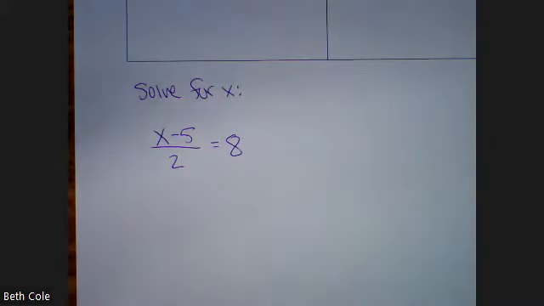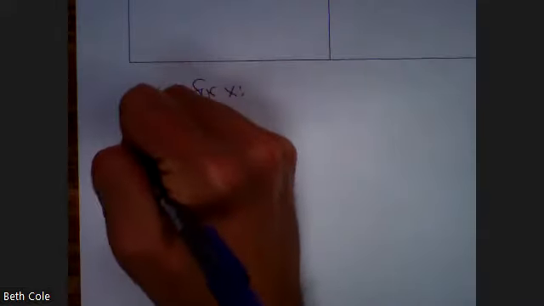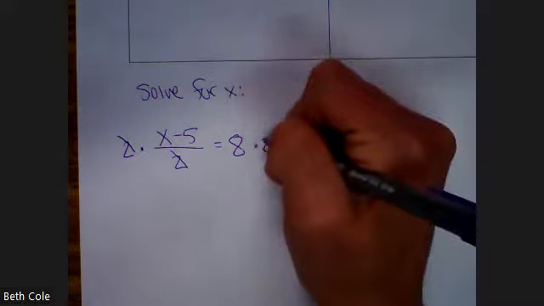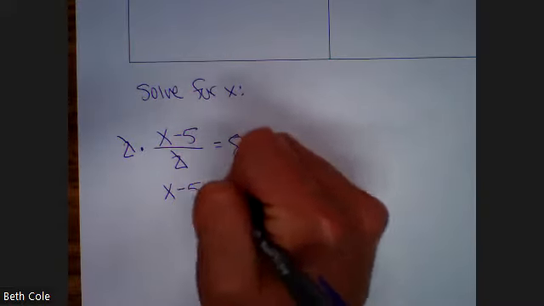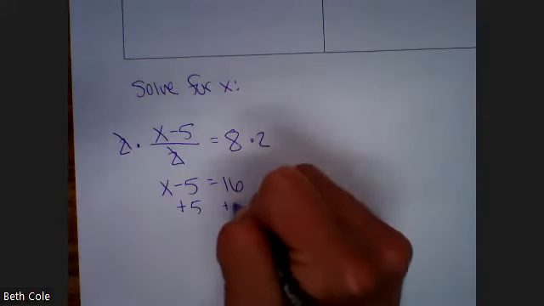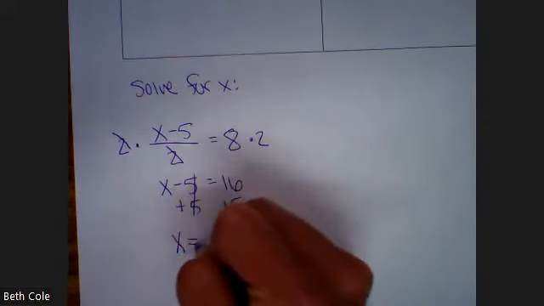I'm gonna pause the recording, give you a minute or two to try it, share with the person next to you. I got this, what did you get? And then I'll go over it. What did you do to both sides first? Multiply by 2. Hey guys, why are we gonna multiply by 2? Beautiful, division. Okay, so X minus 5 equals 16, and then plus 5 to get rid of the minus 5, and you get X equals 21.